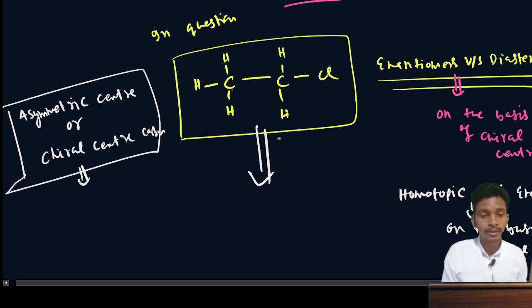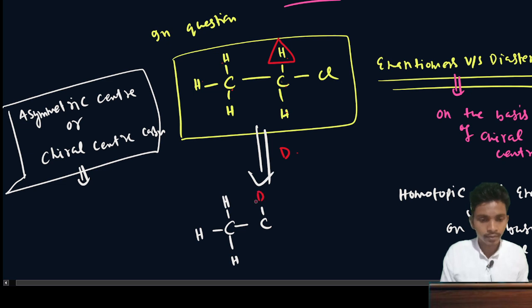Now we will look at it by modifying. So now I will modify it. Let's replace this hydrogen with, let's say, deuterium. Then what does the molecule look like? CH, CH, H H. Here I will replace with D, and here it is H, and here it is C.